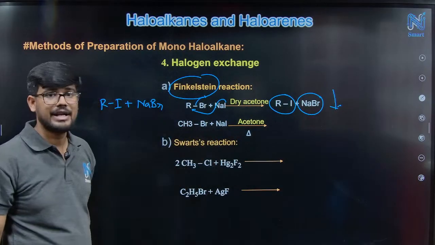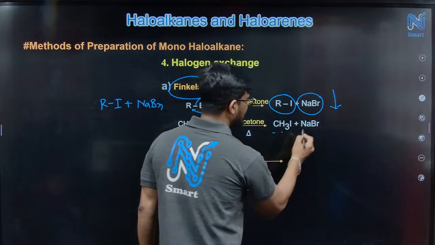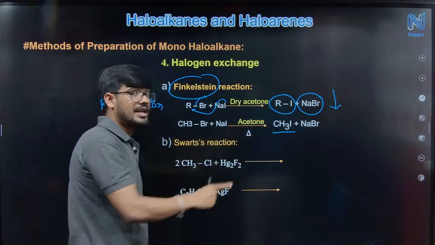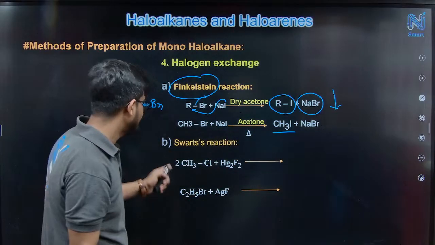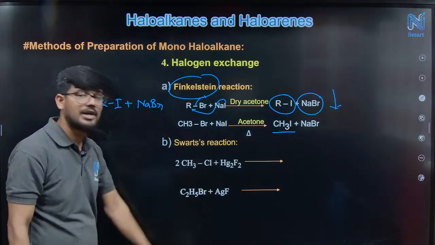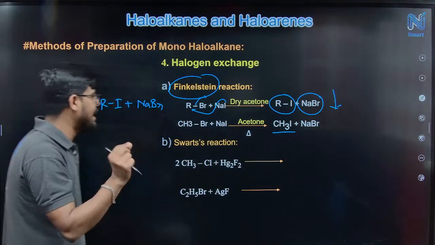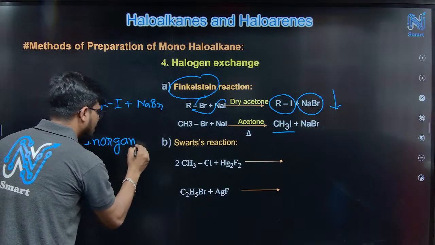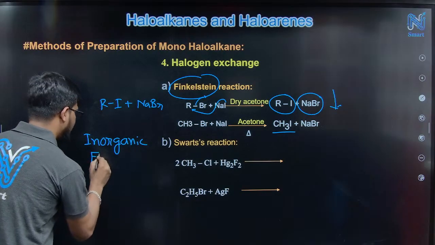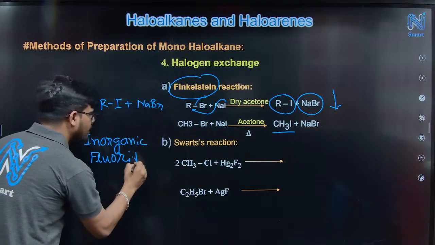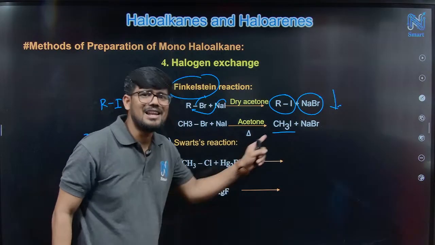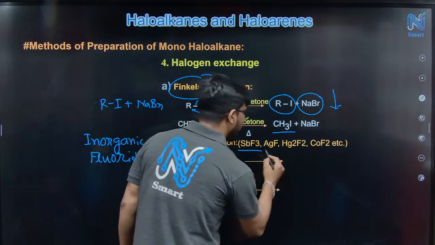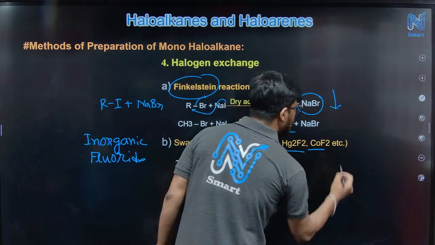Okay, so here we have one example. CH3I. To prepare alkyl iodide, we are using this Finkelstein reaction. This is a name reaction, a specific reaction. Now Swarts reaction. Here basically we are using inorganic fluoride. This term is very important. Inorganic fluoride means metal fluoride. What are the sources? SbF3, AgF, then Hg2F2, CoF2, etc.